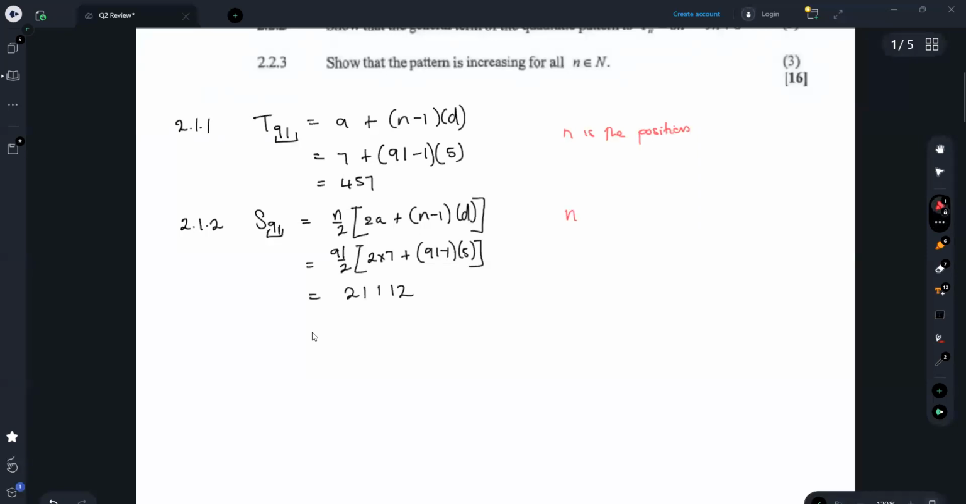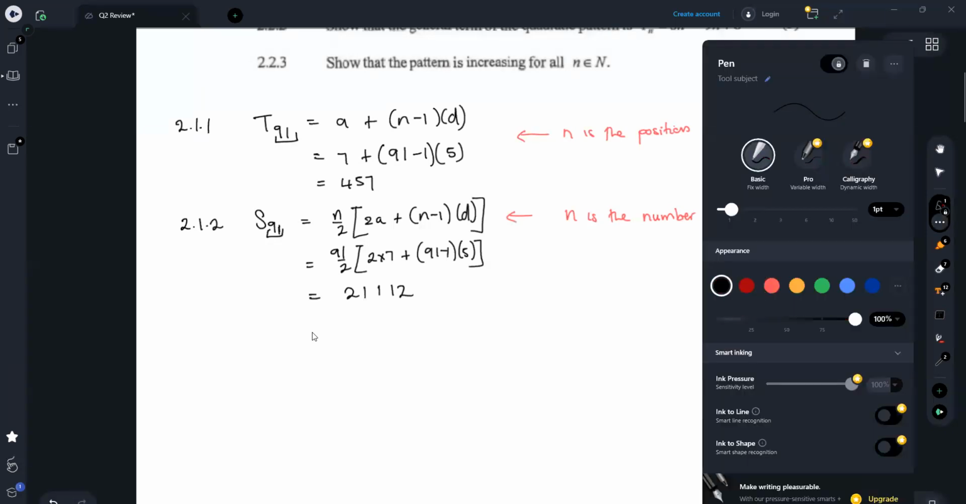So now in this case, n is the number of terms. n is the number of terms that we're adding up together, just in this case. So these would be the differences that you and I have to take care of when we're solving these questions.